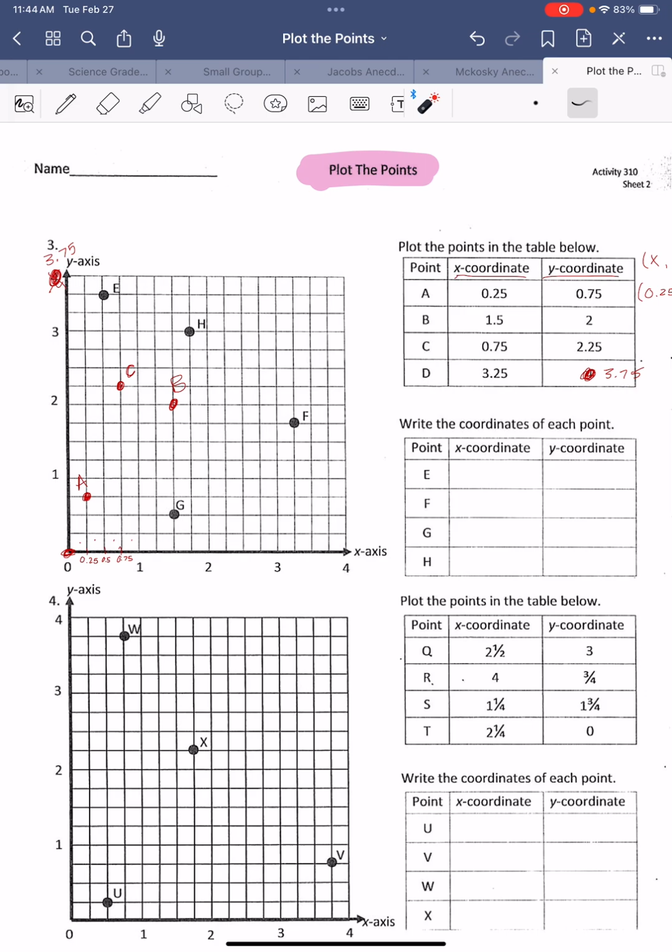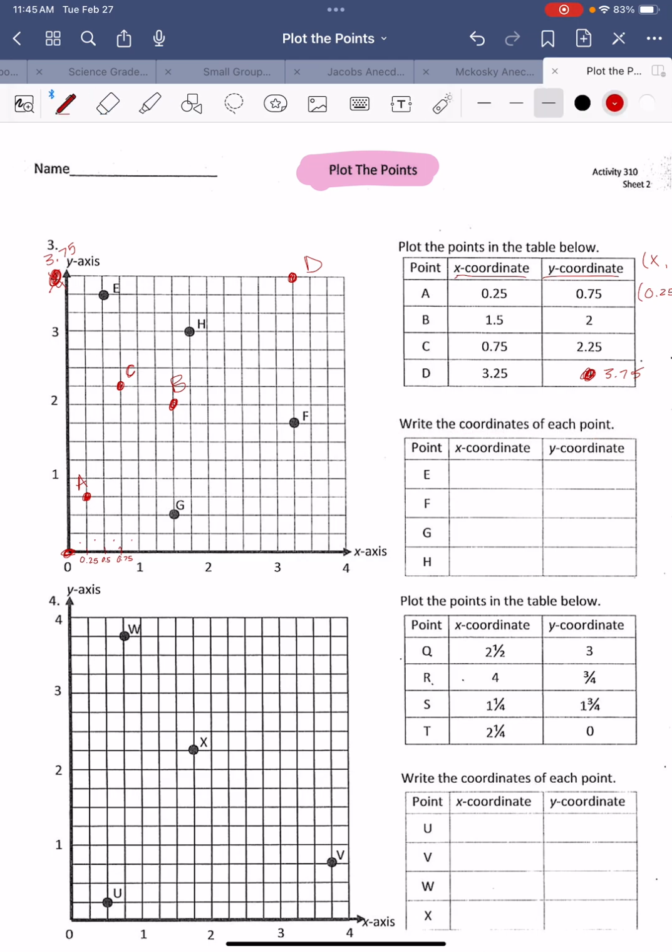Okay, now I'm going to start it again. I begin at my origin. I go over 3 25 hundredths to about here. And I'm going to move up to 3 75 hundredths on my y-axis. So that's going up to about there. Right about there. And label it D. Okay, so now that I've plotted these points, it's time to name the coordinates for each point that was already given.